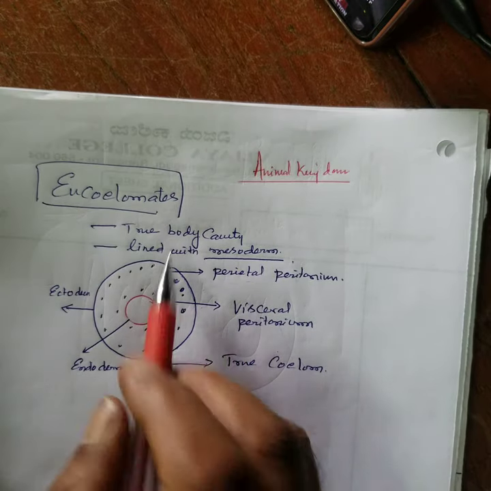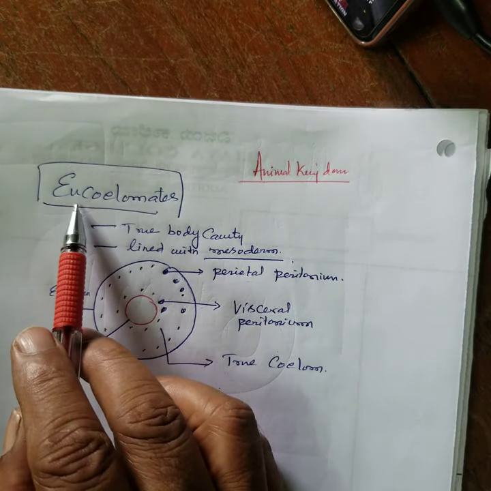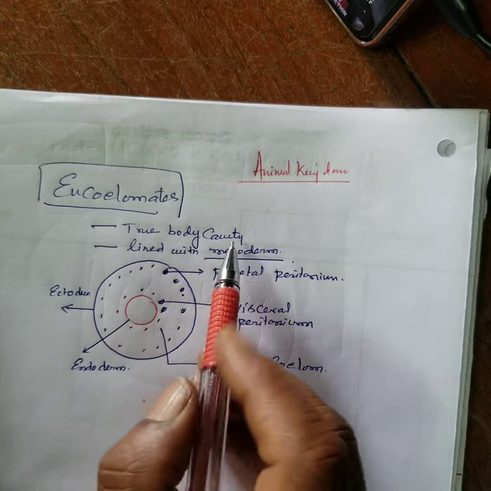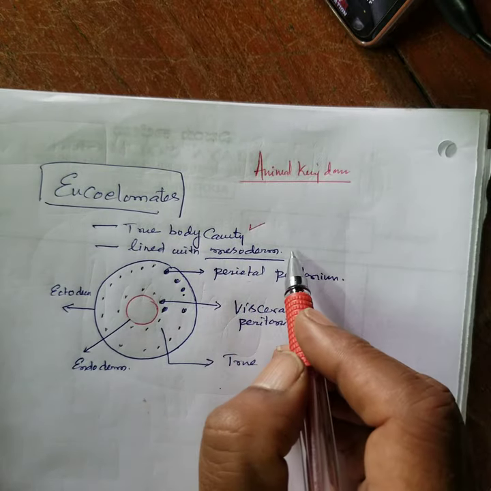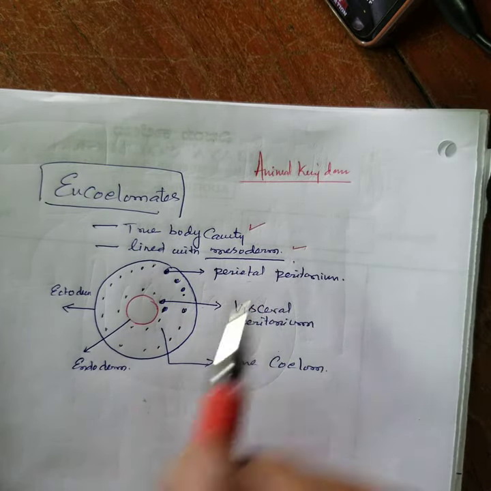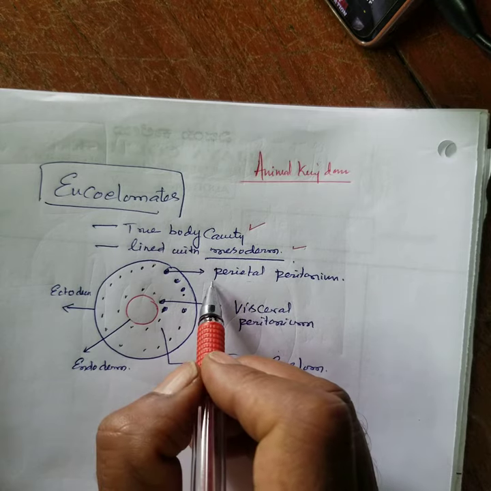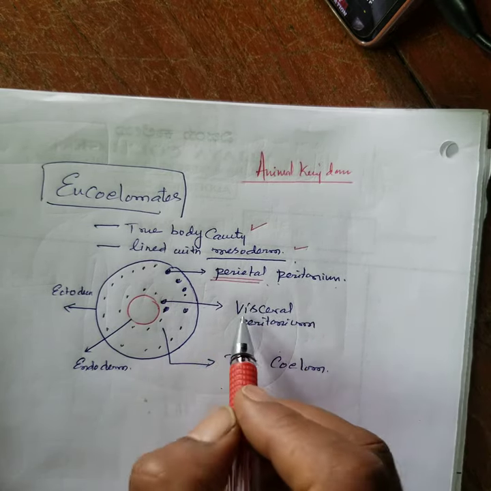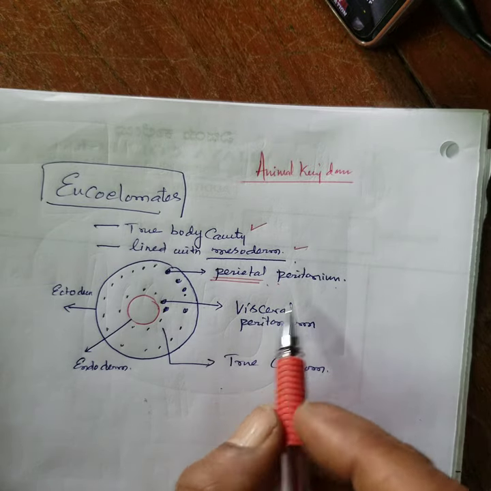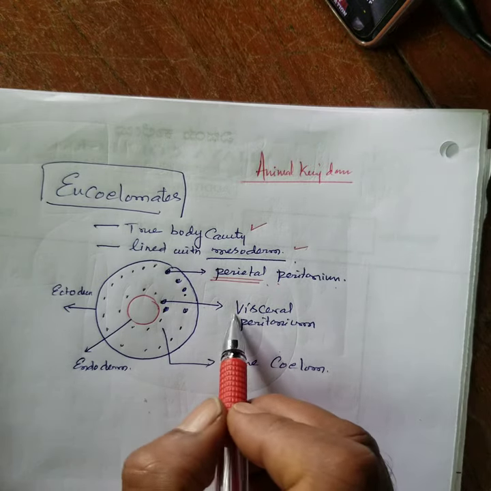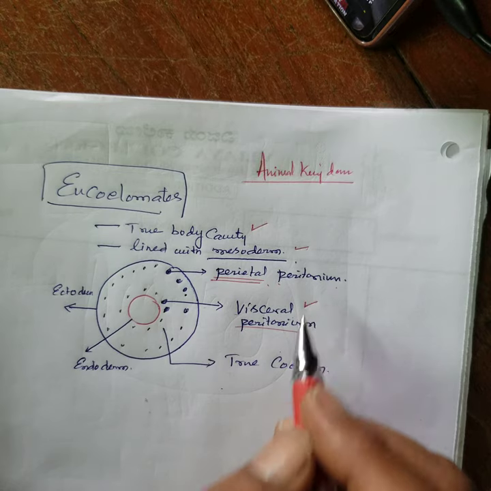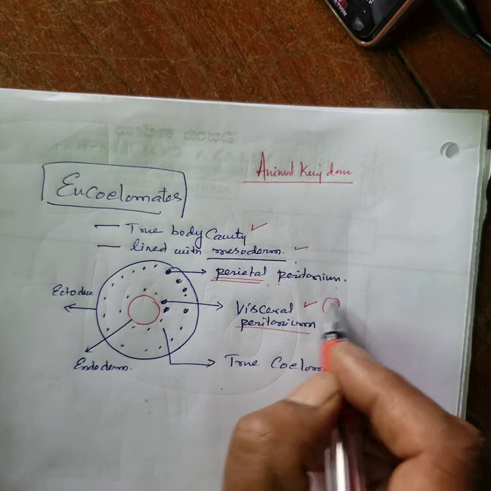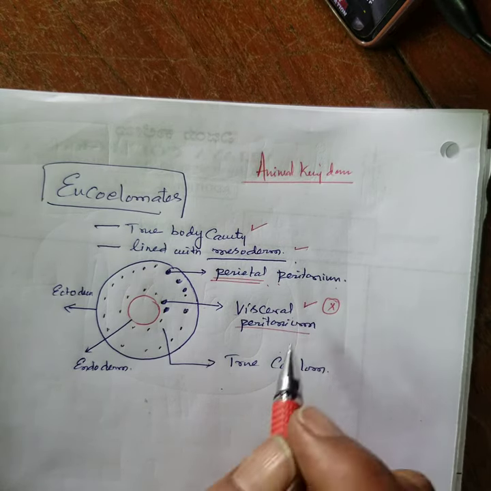Actually, I was discussing the eucoelomate. It is a true body cavity lined with mesoderm, right? Here, parietal peritoneum. See, parietal peritoneum. Here I said vascular. It is not vascular. Visceral peritoneum. See, you have to correct it. I made a mistake. Visceral peritoneum.